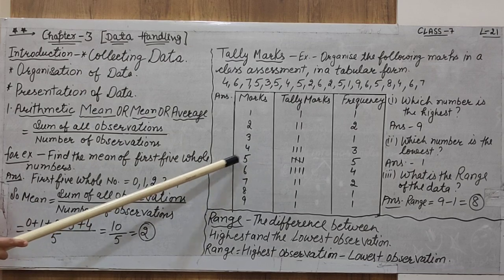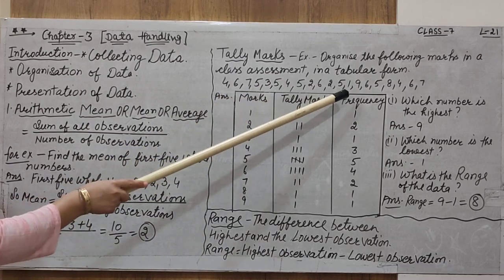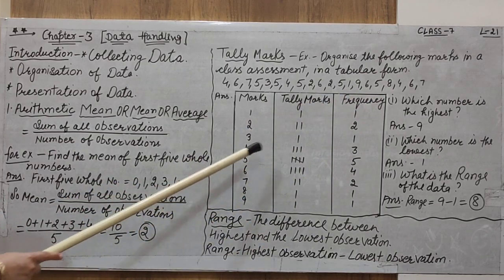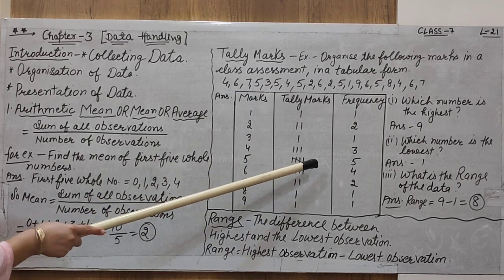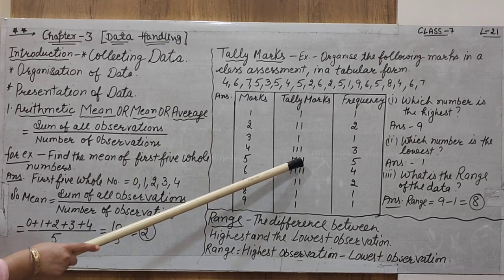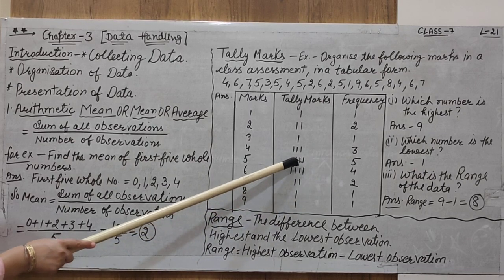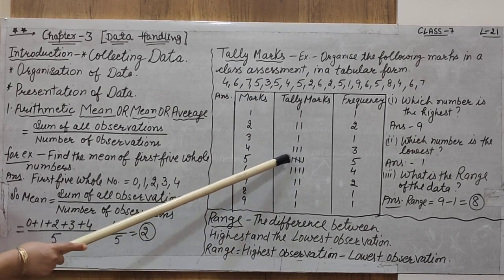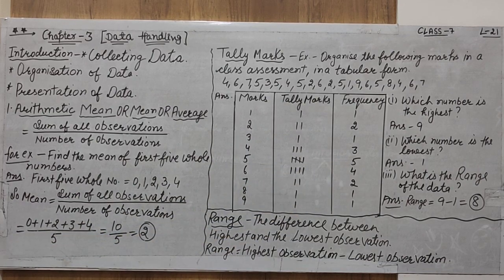Okay, next 5. Now 5 comes 1, 2, 3, 4 and 5. 5 comes 5 times. How can we write the number 5 in the tally marks? After 4 lines, we have to cross these lines. That is the symbol for the 5. This is the package for the 5. 4 lines and 1 slanting line gives you the number 5 in the tally marks. So the total frequency of 5 is 5.